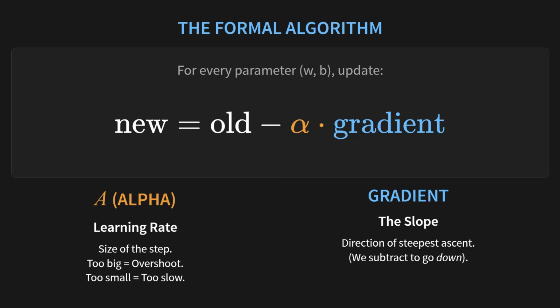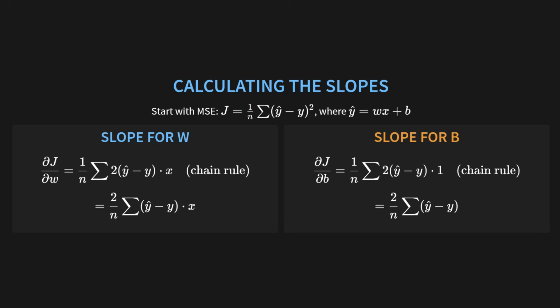So, the big question is, how do we find the gradient? How do we calculate the slopes for our weight W and our bias B? Well, these formulas are derived by taking the derivative of the mean squared error function. We won't do the calculus here, but these are the results. The slope for W is 2 over n times the sum of the error multiplied by the input x. So it's the error weighted by how big the input was. The slope for B is even simpler. It's just 2 over n times the sum of the error. It's basically just the average error.